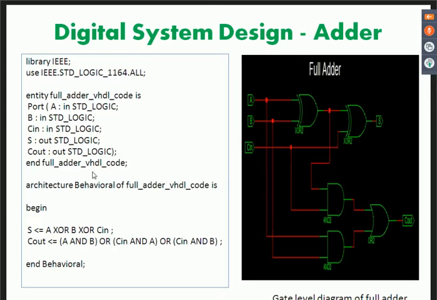Now if you look at this, this is the entity part. Here we can specify all physical signals. Physical signals means what are the inputs and what are the outputs. Here A, B, C in are the inputs, S and C out are the outputs.